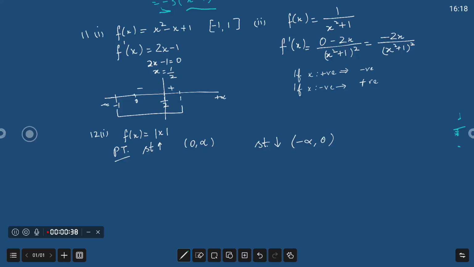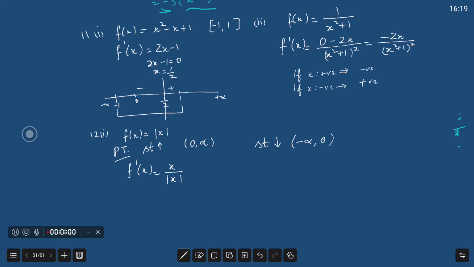Now because this is modulus of x, what is the derivative? What is f dash x? It is x upon mod x. Now the value of this derivative does not depend on the denominator. Modulus is always positive, so you can keep it aside. Modulus and squares can be treated similarly because they always give you a positive value. So it only depends on the value of x.